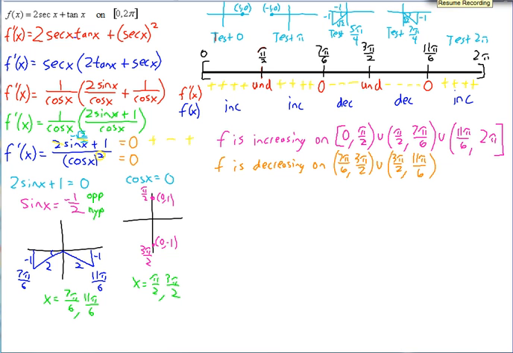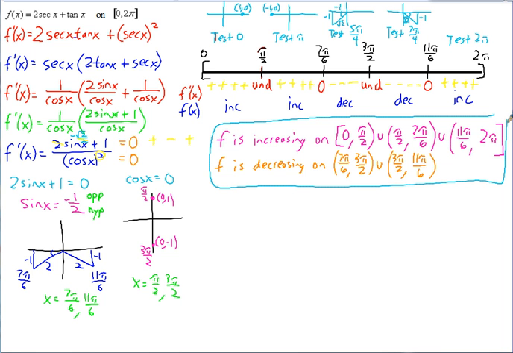Now let's find our critical numbers, if there are local mins or local maxes. So let's start at pi over 2. Notice the first derivative doesn't change sign there, so pi over 2 is not a relative min or max. At 7 pi over 6, the first derivative f prime changes from positive to negative, so that's a relative maximum. That's from increasing to decreasing. At 3 pi over 2, again, the sign doesn't change, so it's not a relative min or max. And at 11 pi over 6, the first derivative changes from negative to positive, so that's a relative minimum. It goes from decreasing to increasing.